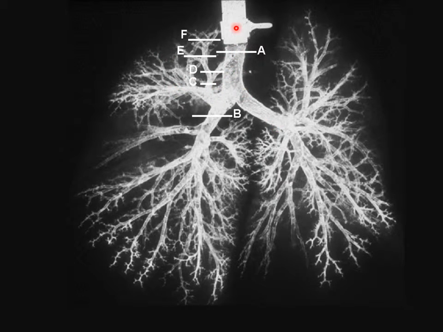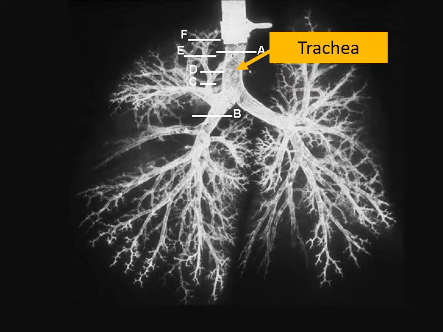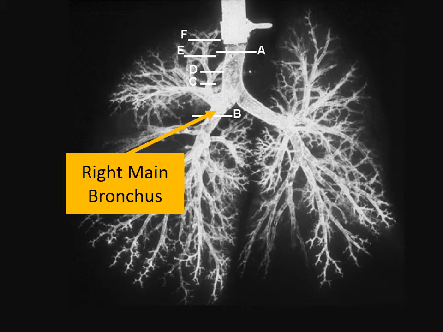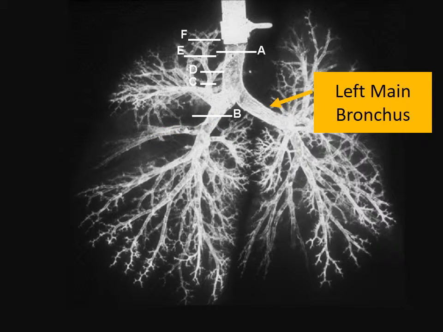So again, we have the trachea, and then we break off into the left and right main bronchus, and these just get smaller and smaller. So we'll point out some of these structures here in a minute. So there's the trachea, the carina, that's the division between the left and the right main bronchus. The right main bronchus. So again, the patient's right, so that's on the right side. The left main bronchus.